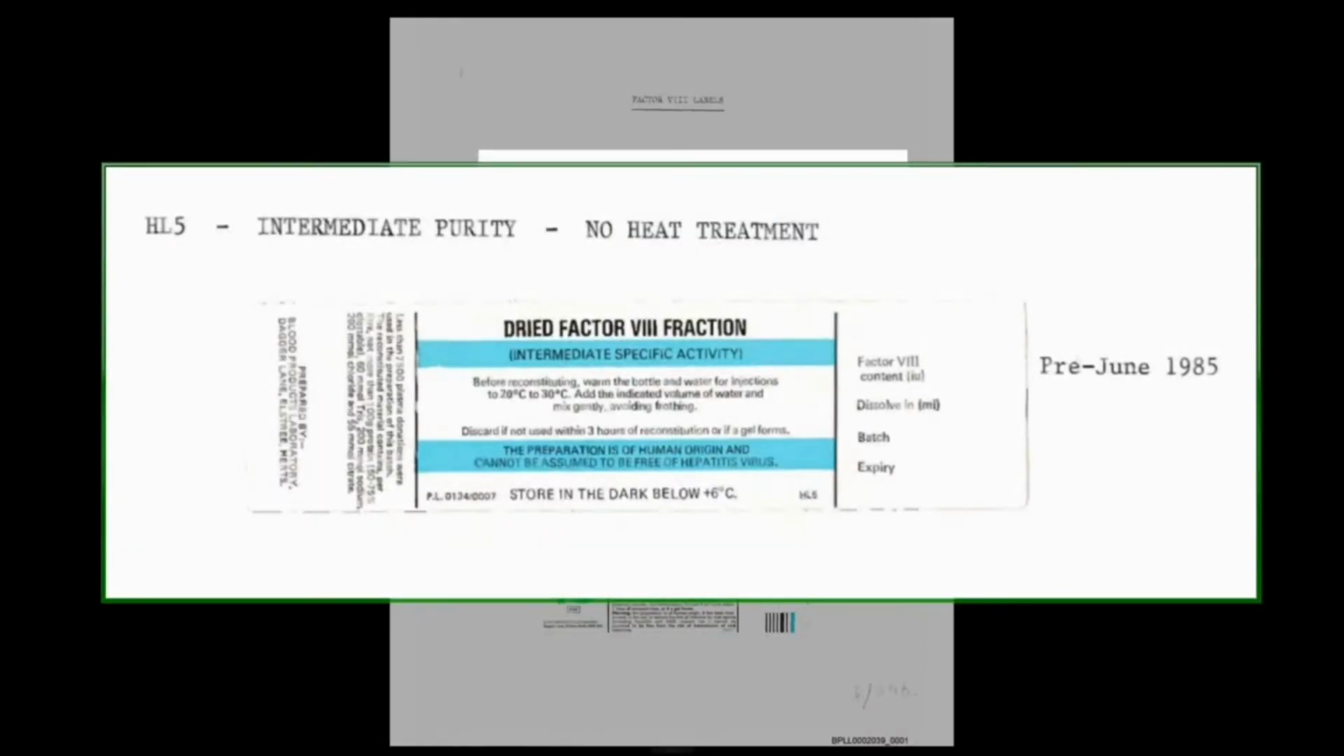The first one, pre-June 1985, if we could expand that, please, Sully. This is stated to be for an intermediate purity product with no heat treatment, and that fits with what is on the label and fits with those labels that we have just seen. On the left-hand side, a little bit more clearly this time, you can see that it says less than 7,500 plasma donations were used in the preparation of this batch. So that is in keeping with what we have just been looking at. The warning there, the preparation is of human origin and cannot be assumed to be free of hepatitis virus, is also consistent with the labels that we have just seen.